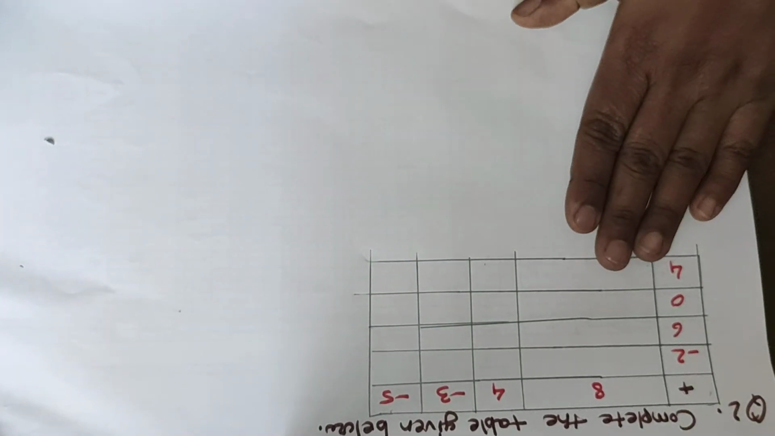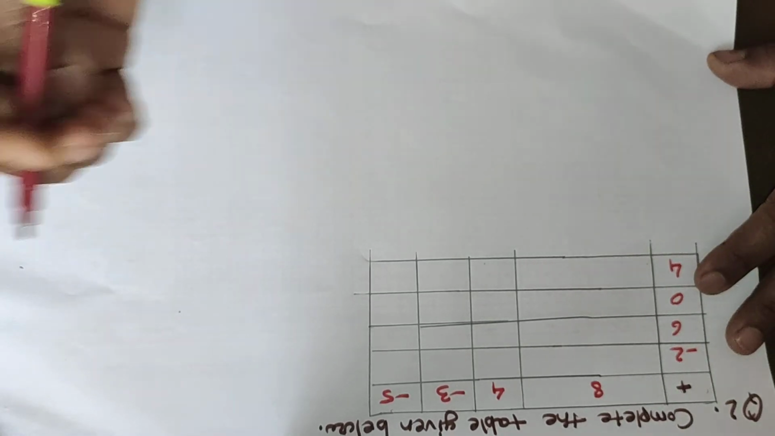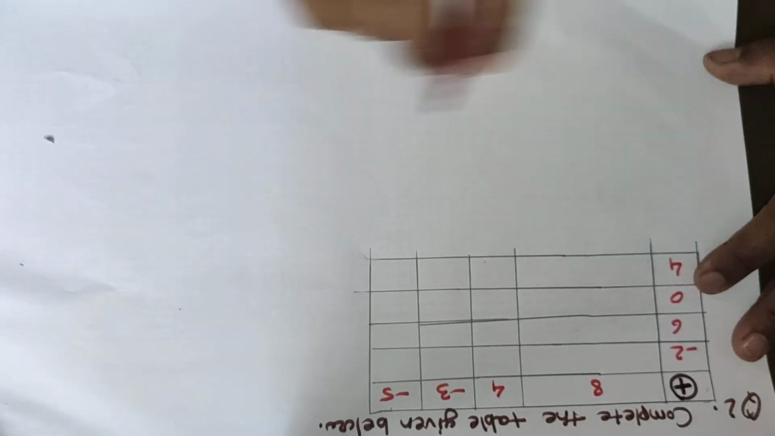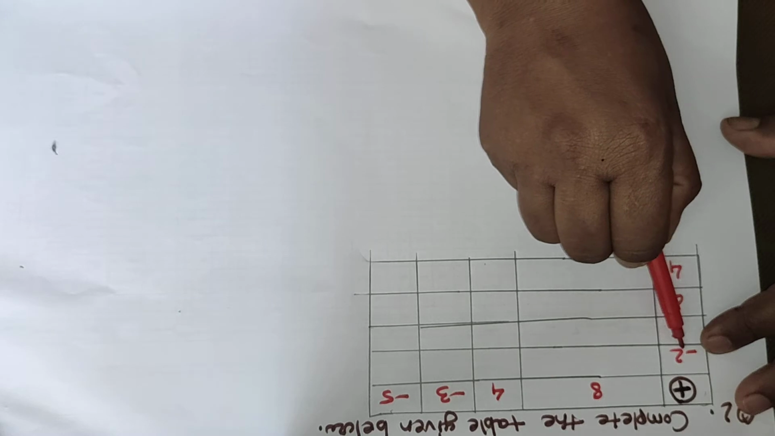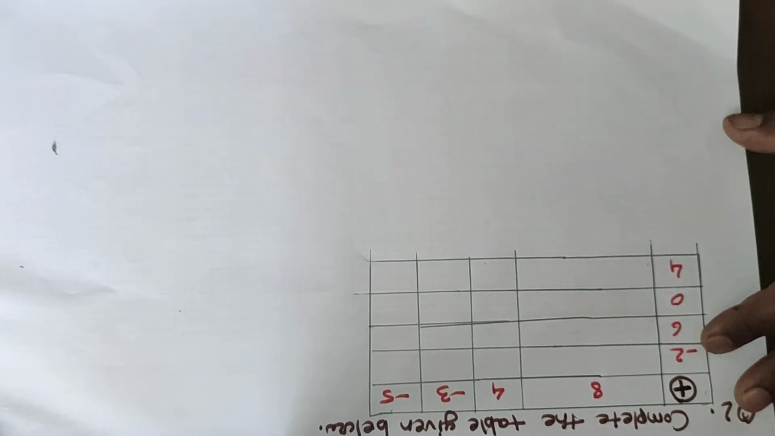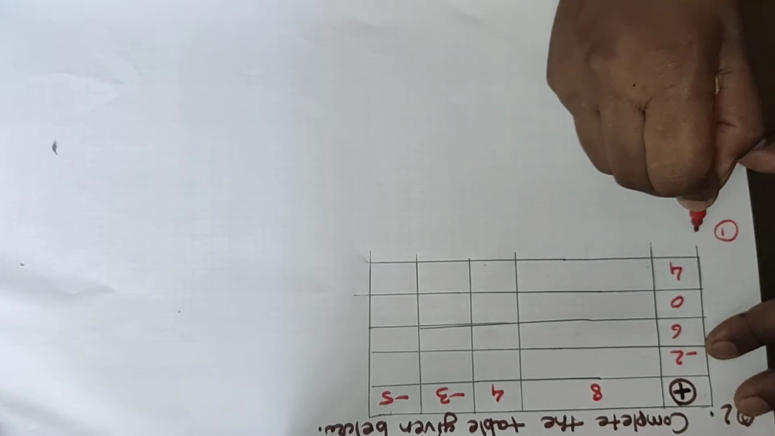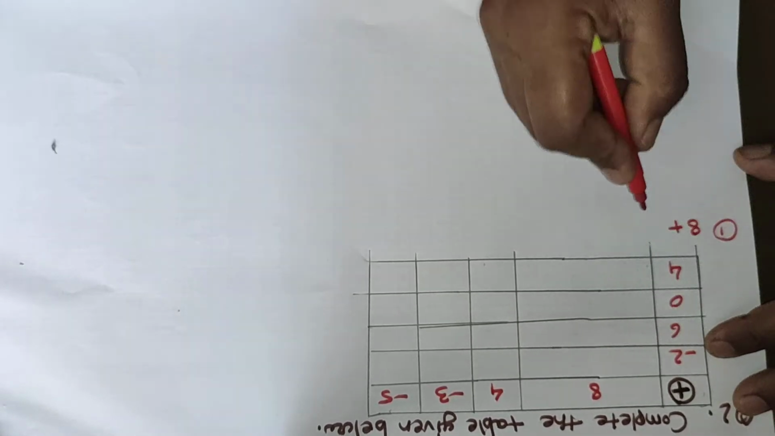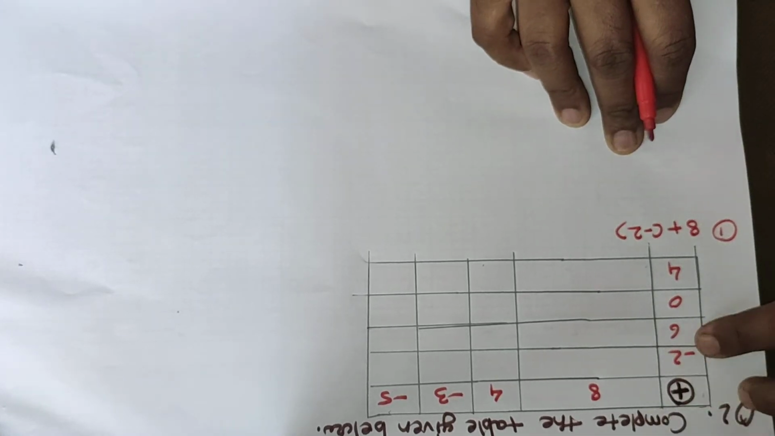So if you see, this is a table. How to solve this table, I will explain to you. First of all, this is the plus sign. That sign means we have to do the addition of this number plus this number. So first of all, the first example we will solve. How to solve? I will explain. This is 8, plus sign we have to write here, and this is negative 2, you have to write in the bracket. Okay, 8 plus minus 2.